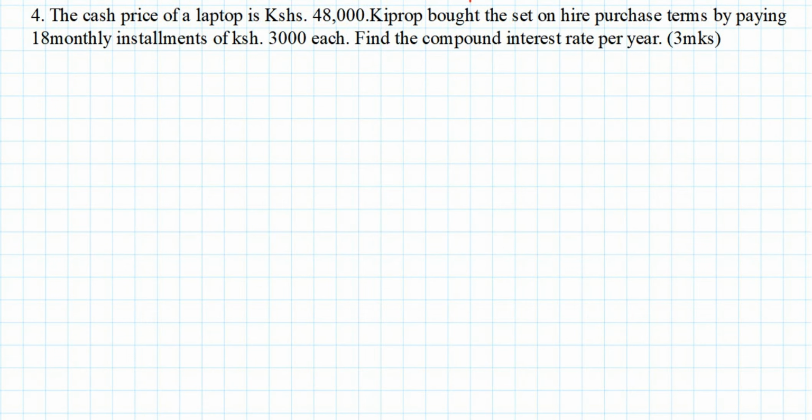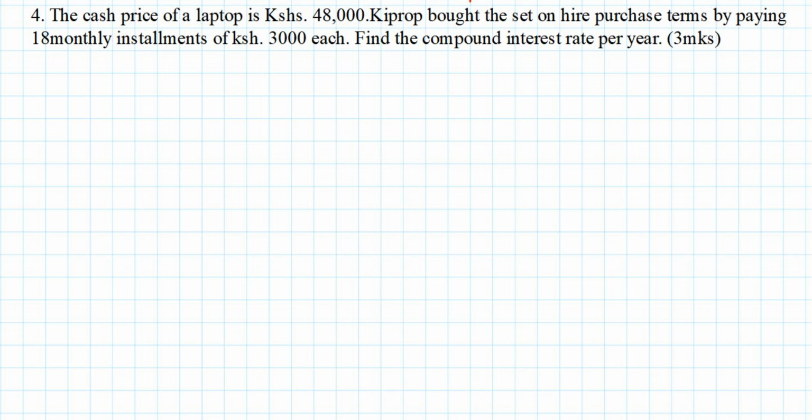So in our fourth question, we have the cash price of a laptop is 48,000. Kiprop bought the set on hire purchase terms by paying 18 monthly installments of 3,000 each. Find the compound interest rate per year. And here we've also been awarded 3 marks. So we find another case whereby we are dealing with hire purchase, and now it is combined with compound interest.